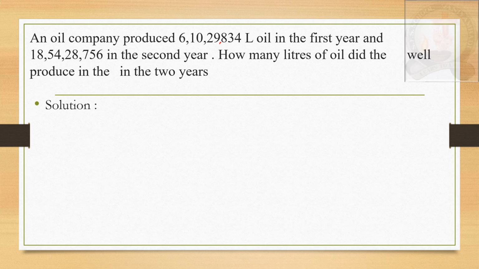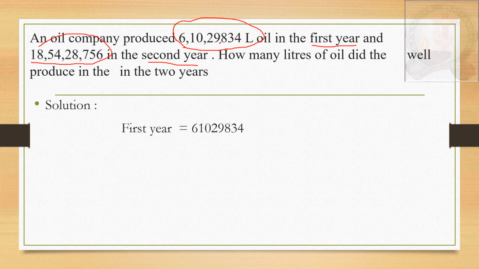Again we will understand this question very deeply. First, how many liters of oil did the company produce in the first year? In the first year, 6 crore 10 lakh 29,834 liters of oil. Okay, this is first. In the second year, how much? In the second year, 18 crore 54 lakh 28,756 liters of oil. Now what have they asked? How many liters of oil were produced in the 2 years?